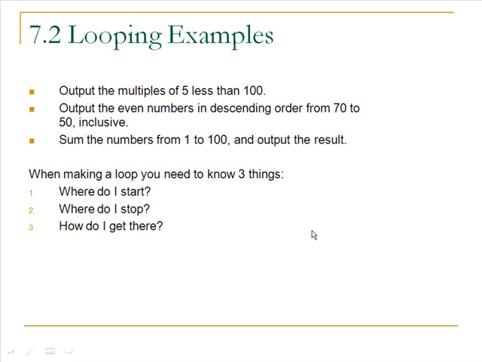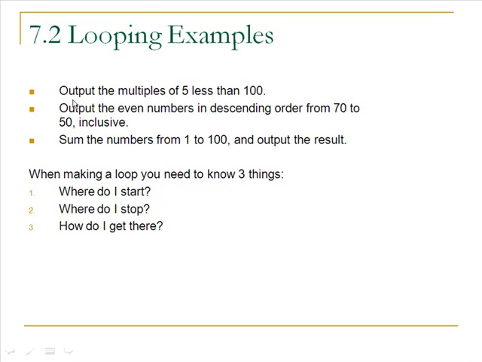So here are some examples that you might want to work on. Output the multiples of 5 less than 100. Output even numbers in descending order from 70 to 50, inclusive. Sum the numbers from 1 to 100 and output the result. So making while loops that solve simple problems is the place to start when you're learning about repetition. When you make a loop, you need to know 3 things. Where do you start? Where do you stop? And how do you get there?